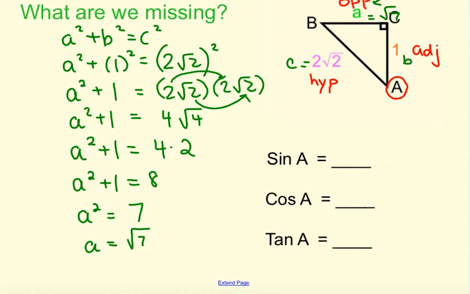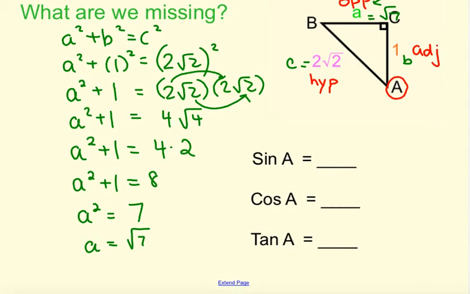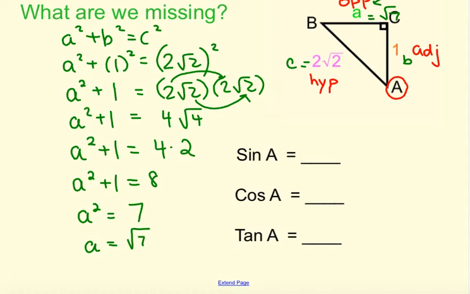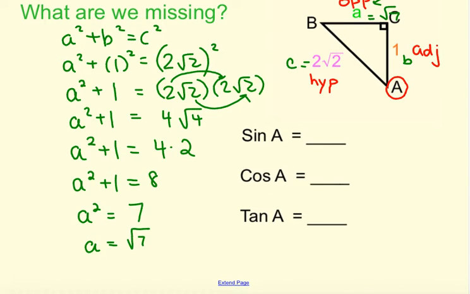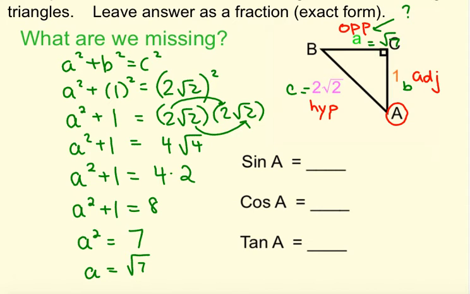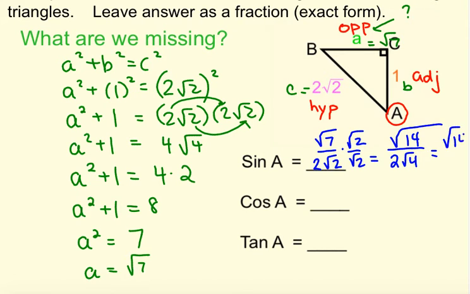Now we can find the sine, cosine, and tangent. So the sine is opposite over hypotenuse. Opposite is square root of 7. The hypotenuse is 2 square roots of 2. We do need to rationalize it, so I'm going to multiply the numerator and the denominator by the square root of 2. Multiply across, square root of 14 over 2 square root of 4, run out of room here, square root of 14, square root of 4 is 2, 2 times 2 is 4.